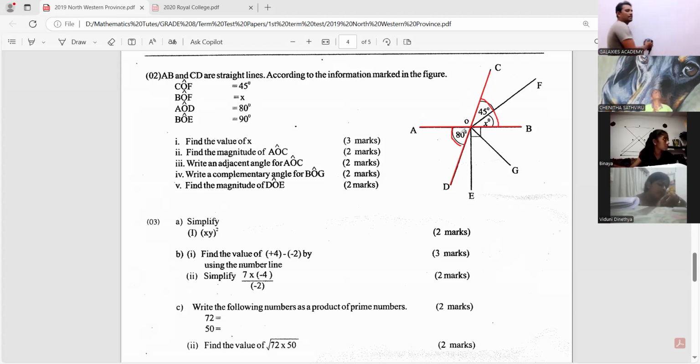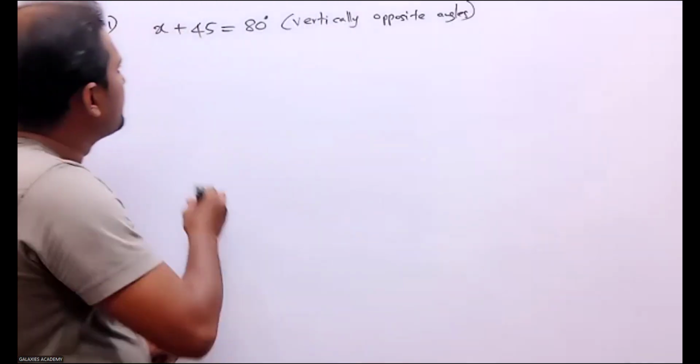So I can write the relationship for the first part. Second question, first part. X plus 45 equal 80 degrees. What's the relationship? Vertically opposite angles. Right, then you have to solve this one. Then you can find the value of x.